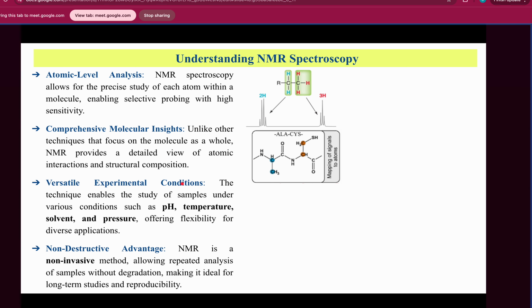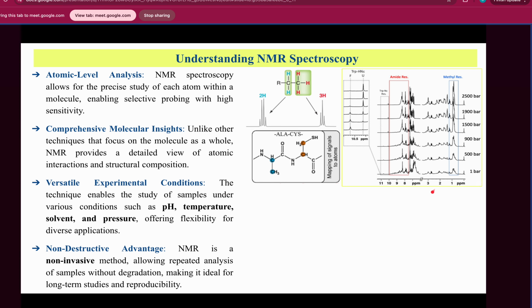Then, versatile experimental conditions. As we have seen, NMR is non-invasive and non-destructive, so we can change the experimental conditions. We can vary temperature and pH, and then study the biomolecule. For example, in this case, tryptophan is present in one of the proteins. We are observing the tryptophan peaks in NMR spectra at different pressure ranges to study whether the pressure has any effect on the structure of a protein.